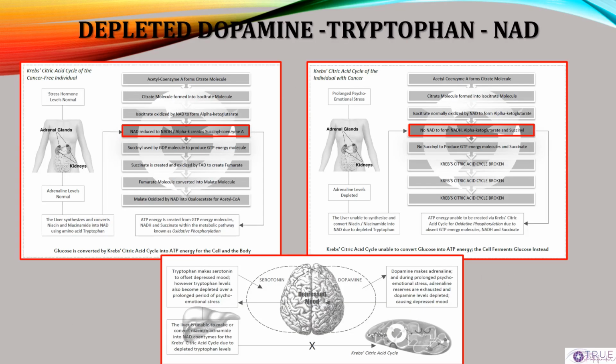Here you can see the difference between the Krebs citric acid cycle of a cancer-free individual on the left and an individual with cancer on the right. Notice that there are many processes that become disturbed, but one of the main keys is that in a healthy patient, NAD is reduced to NADH, and in a cancer patient, no NAD exists to form the all-important NADH.